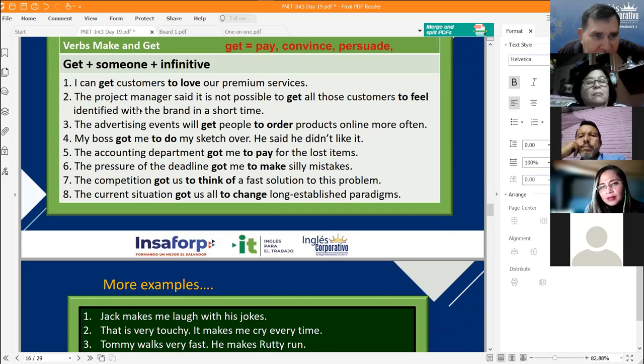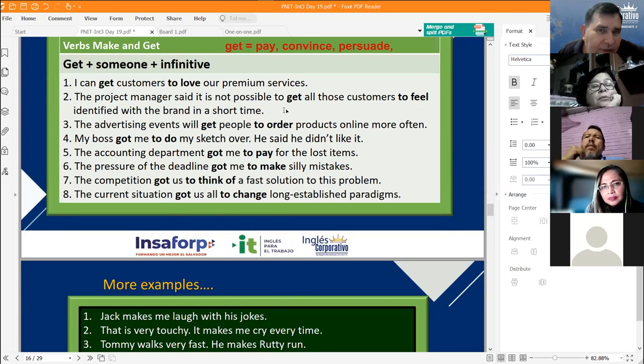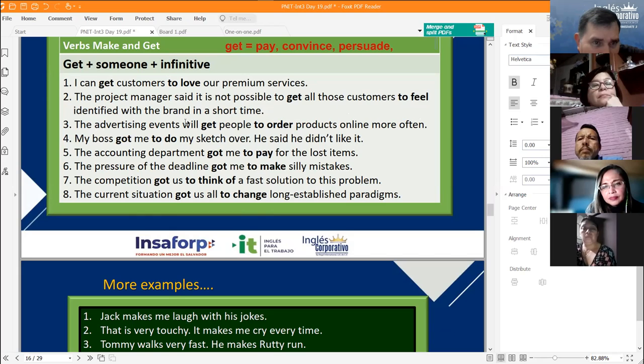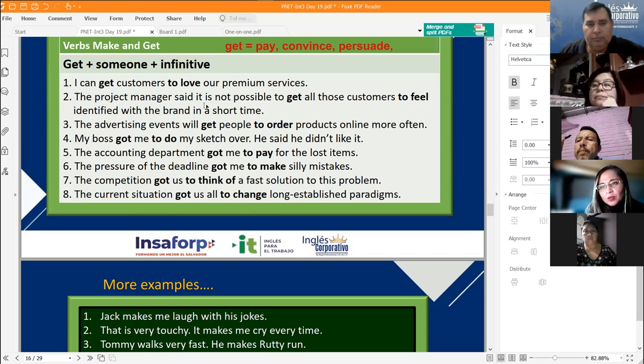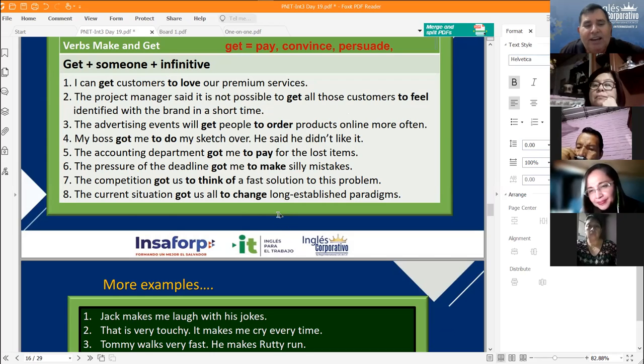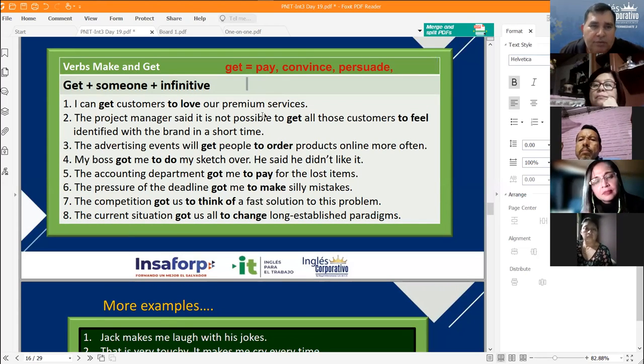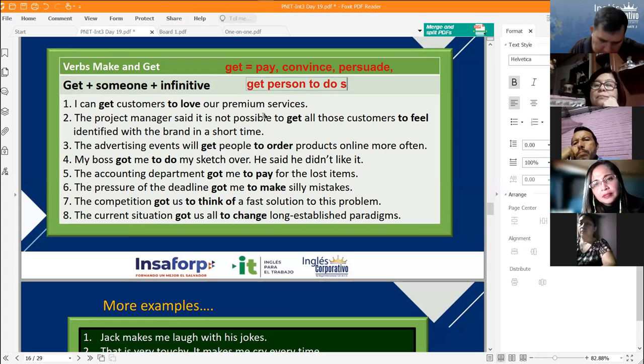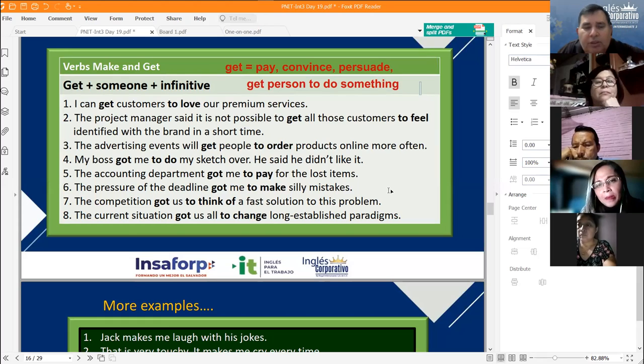The project manager said it is not possible to get all those customers to feel identified with the brand in a short time. In this case, teacher, why use in the two verbs the infinitive, to get? I'm going to tell you like this. This is infinitive. With this, we have get person to do something. Okay. I'm going to say like this. Get person to do something.